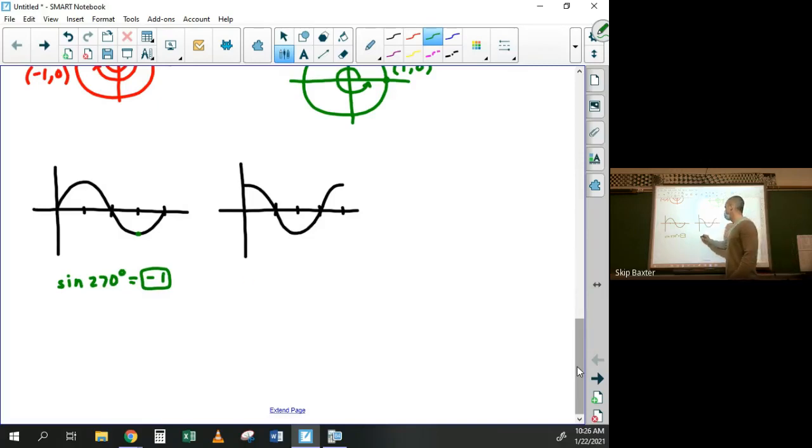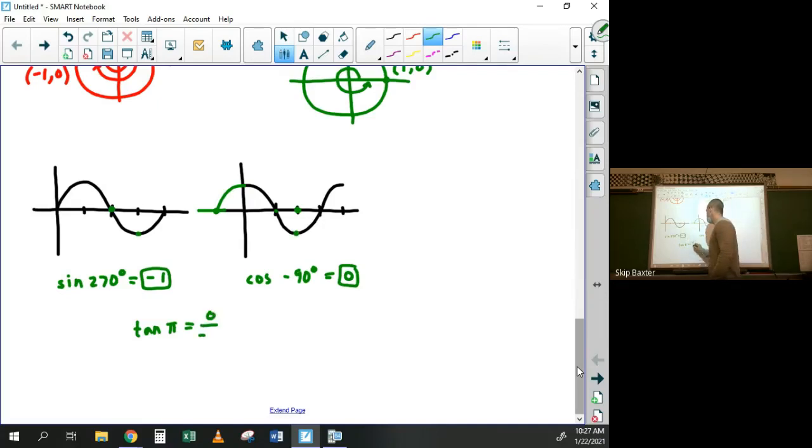If I wanted to find the cosine of -90 degrees, this graph continues, and at -90, it's right there. This is going to be 0. If I wanted to calculate the tangent of pi, that's the tangent of 180. It's just going to be sine over cosine. So it's going to correspond to 0 over -1. 0.